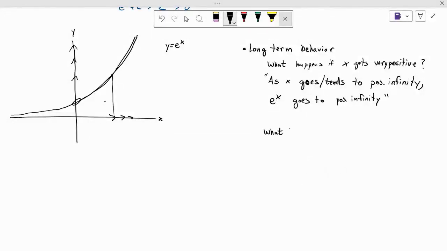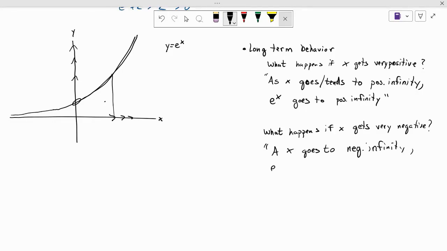So this raises the next question. I hope you anticipated it. What happens as x gets very negative to our exponential function? So maybe we can complete the phrase: as x goes to, or tends to, negative infinity, e to the x does what? How does it behave? What do the y values do? It approaches 0. Very good.